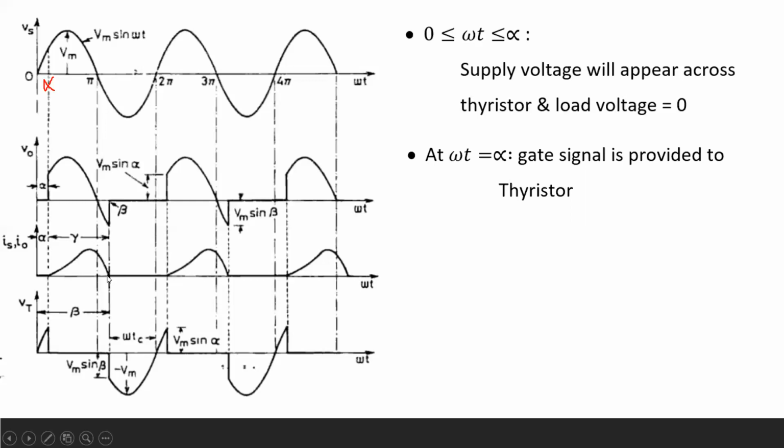Okay, so during the interval pi to beta, the thyristor or SCR will come across reverse voltage. Because during the negative half cycle, the supply voltage waveform is in the negative phase, right? So the output voltage will also go into the negative phase. That is known as the reverse voltage, which appears across the thyristor. Okay, this is also known as the reverse anode voltage.